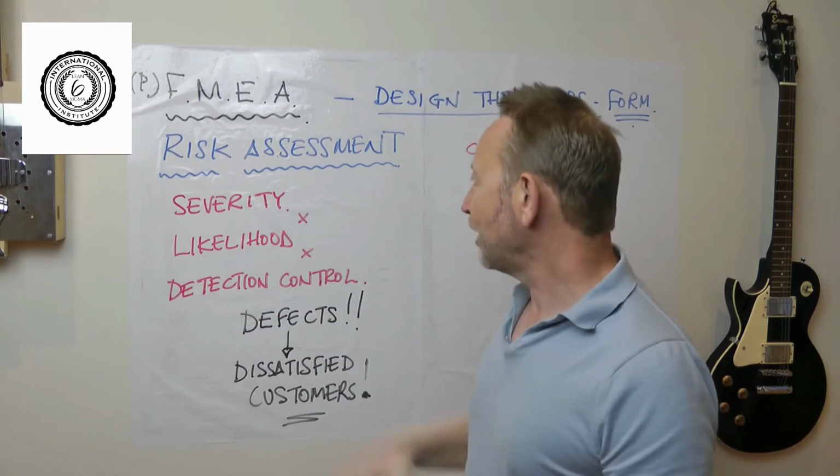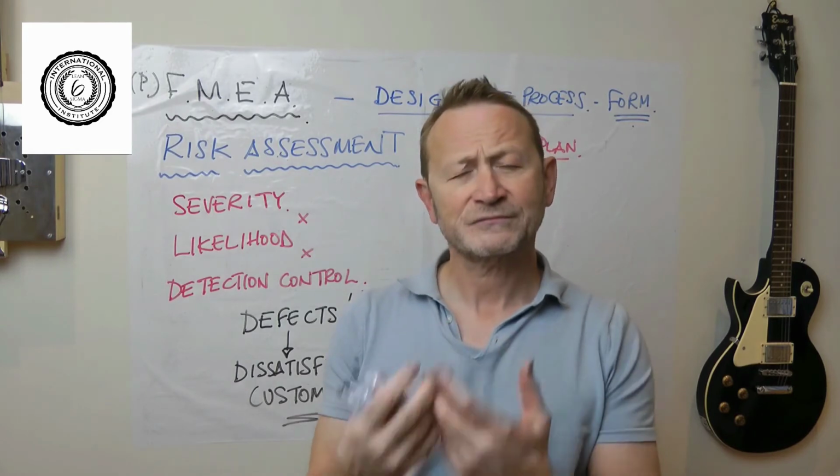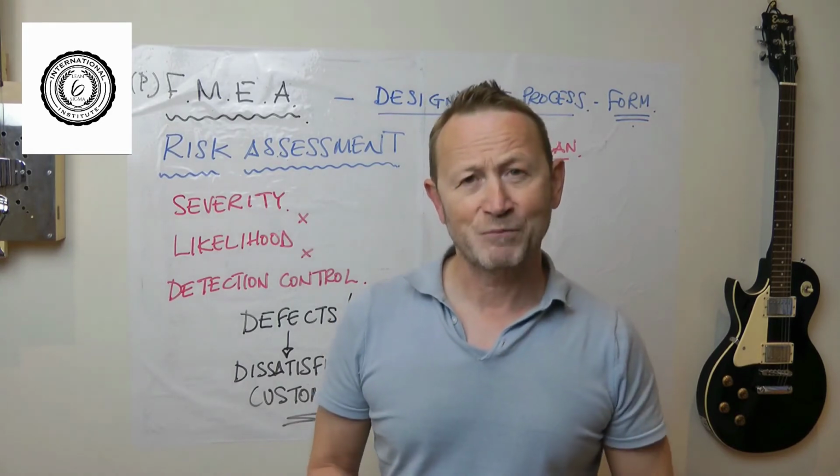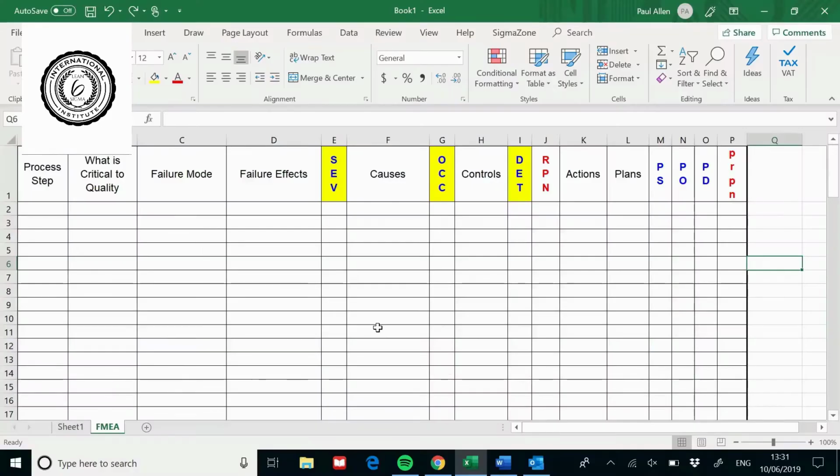So let's take a look at the traditional FMEA form, and then we'll talk about the importance of filling it out. So here is the basic FMEA form. On the left hand side, you can see we're going to design a process. It says what's the process step.